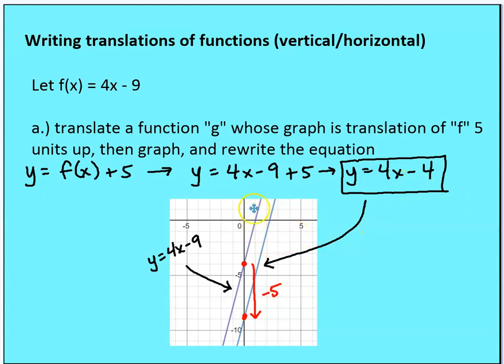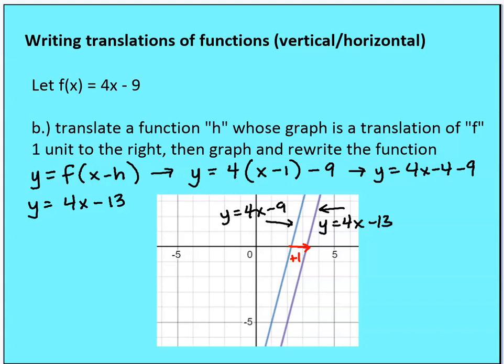All right, so we have the function y is equal to 4x minus 9. That's the initial f of x. And then g of x, the function g is going to be a translation 5 units up, y is equal to 4x minus 4. All right, so let's take care of the next problem.